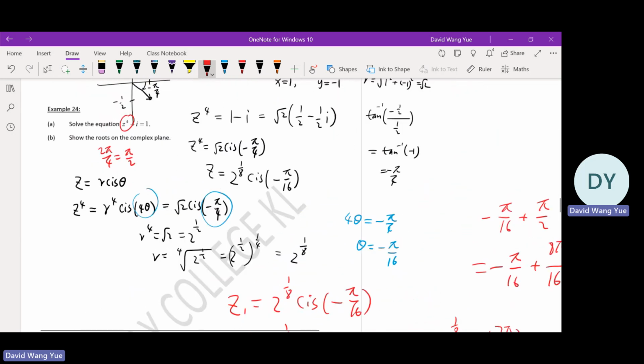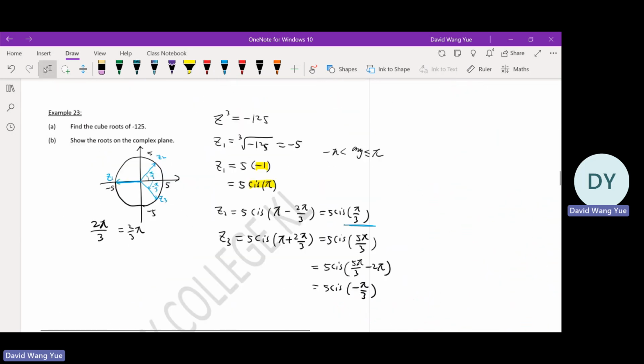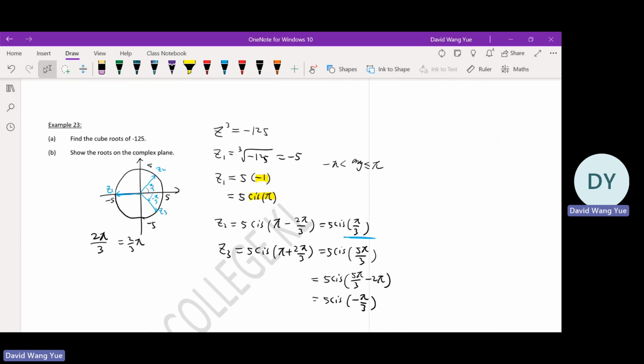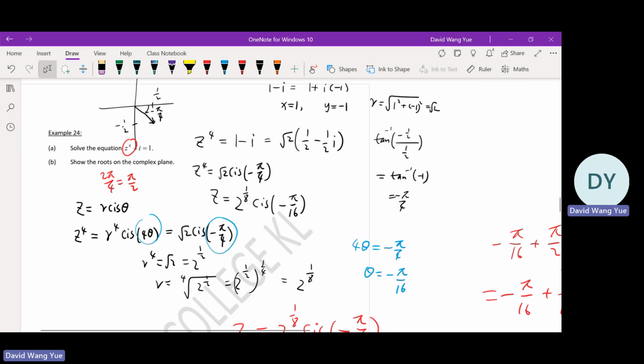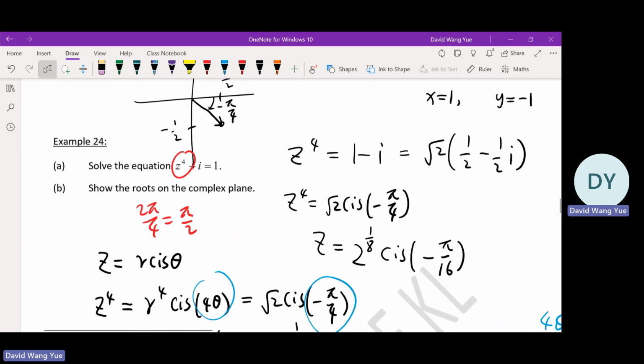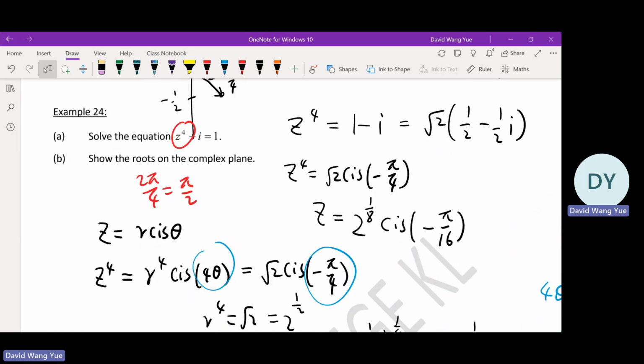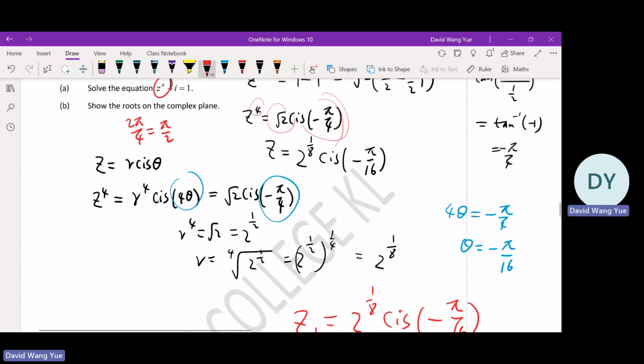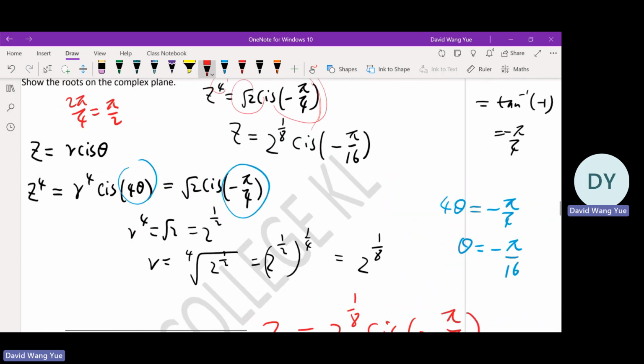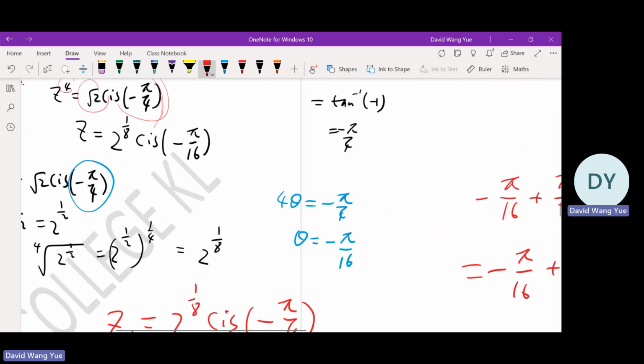If I need to show the roots, we can do it like we did in example 23. In example 24, the most important thing is how to find the first root. The modulus to the power of 1 over 4, get the fourth root, but the argument is divided by 4. So remember this: modulus to the fourth root, argument divided by 4.